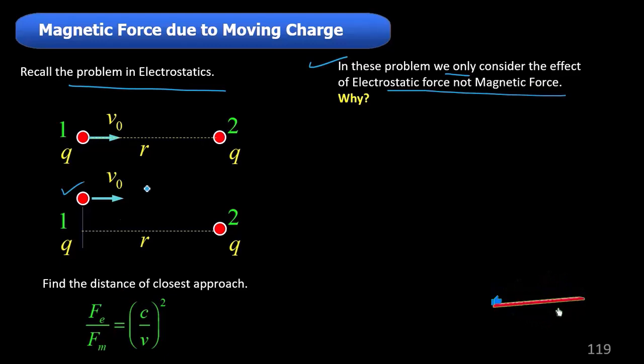Okay, so these are the sort of problems where we apply the work-energy conservation theorem to calculate the least distance of approach or closest distance of approach. এই ধরনের আমরা পড়েছিলাম, but without considering any kind of magnetic force. But এবার যদি আমরা ম্যাগনেটিক ফোর্সটা ধরি, তাহলে কি হবে?